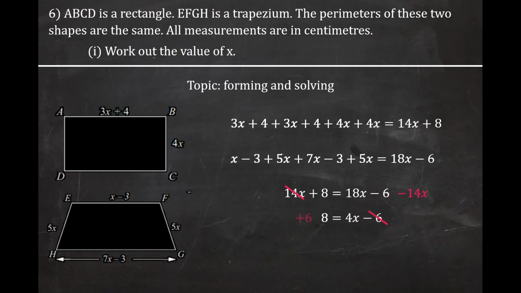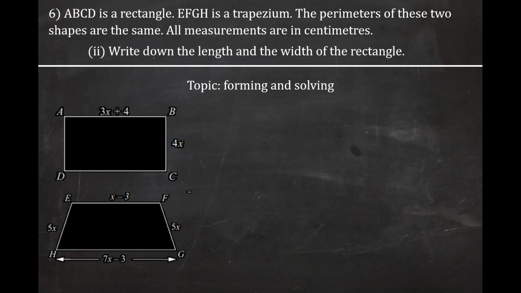Get rid of the 6, add 6 to both sides. You get 14 is equal to 4x. Get rid of the 4, divide both sides by 4. You get that x is equal to 3.5. That's part 1. Part 2, write down the length and width of the rectangle.